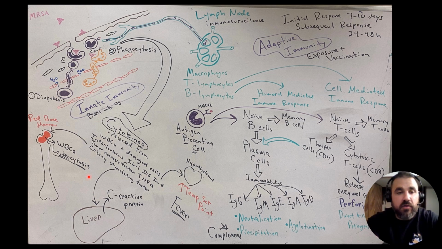So this is all part of our innate immune system. Okay, lots of phagocytosis, calling in white blood cells, all this stuff. Now, the adaptive immune system. So what are we talking about here?